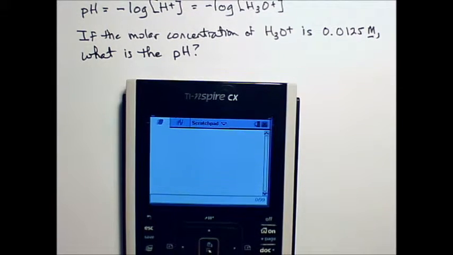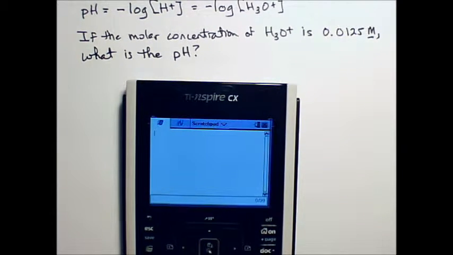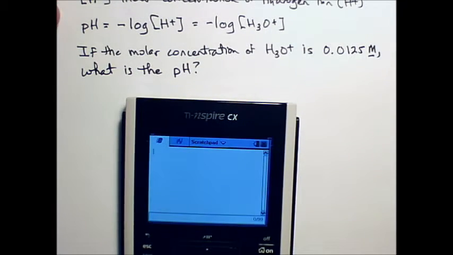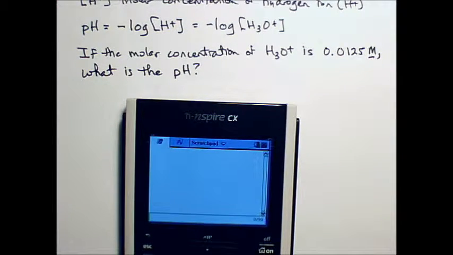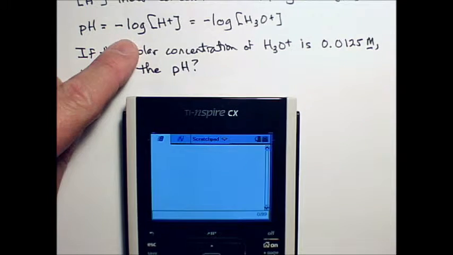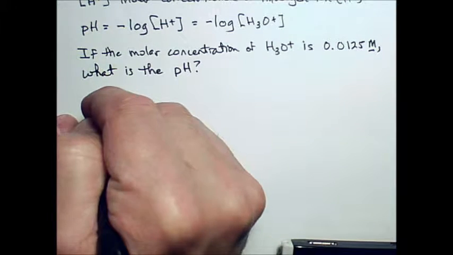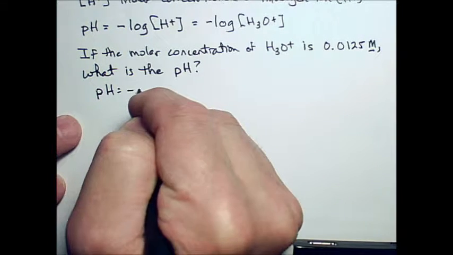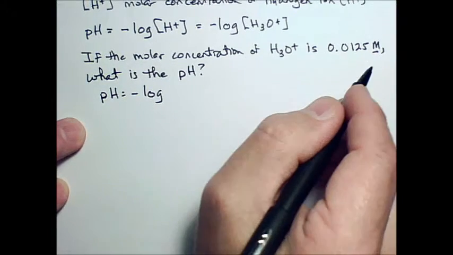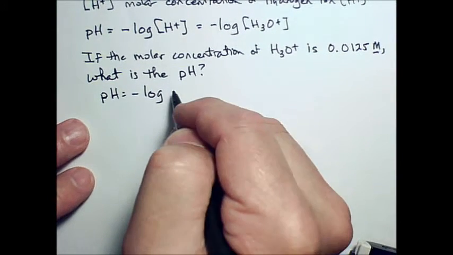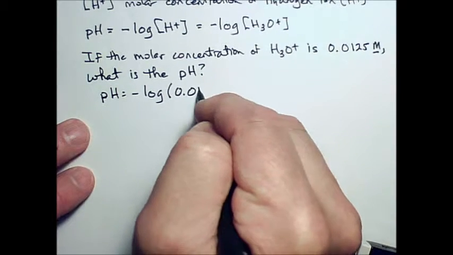Now, if you have an inexpensive calculator, you're going to have to do this calculation backwards. And you have to figure out whether your calculator is one that will do it forwards or backwards. I don't know. Let's find out. If it does it forwards, you put it in just the way it reads here. So pH for this problem is equal to the negative logarithm of this concentration of hydrogen ions or hydronium ions. So negative logarithm of 0.0125.